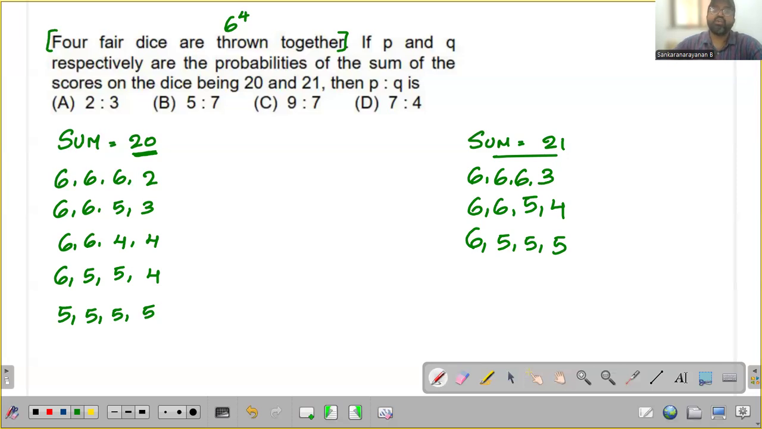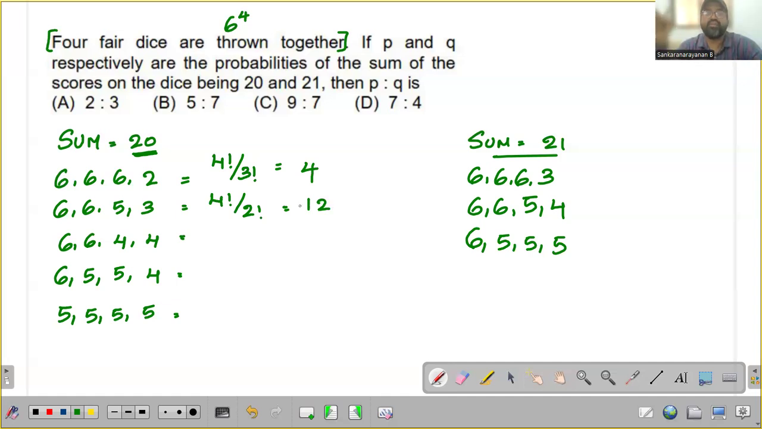Now let me try to quantify how many ways this can be done. 6, 6, 6, 2 can happen altogether in 4 factorial upon 3 factorial ways, which is 4 ways. How? 6662, 6626, 6266, 2666. That's the 4 I am talking about. Now, 6653: in how many ways can this be done? That is 4 factorial upon 2 factorial, since the 6 is repeating twice, which is 12 ways.